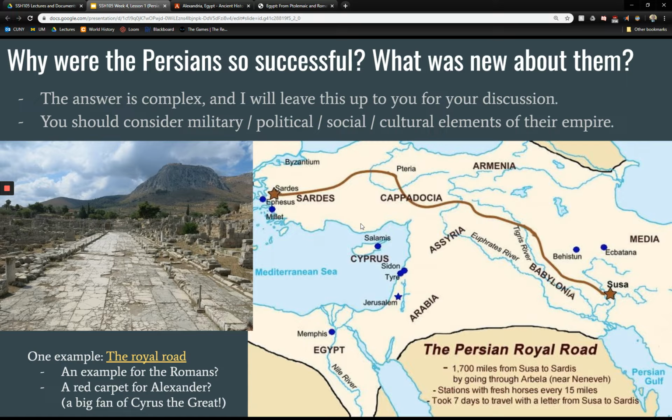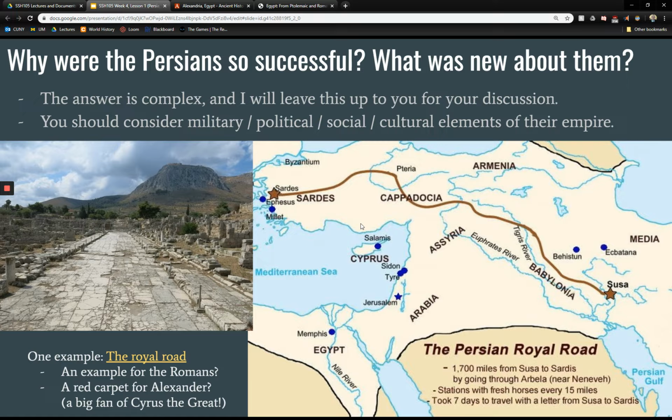But then why are they so successful in holding this territory for a long period of time, of creating this lasting empire? The answer is really complex. I'll leave part of it to your discussion, but you shouldn't just consider military reasons. You should also consider politics, society, and cultural elements of this empire. And I'll give you just one piece of explanation here, which is the Royal Road.